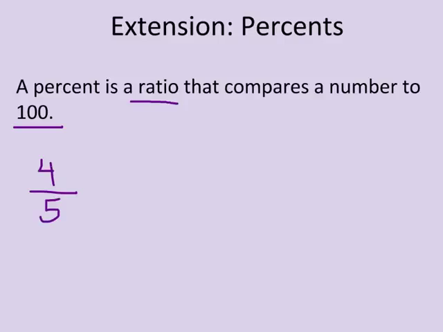I know 4/5, well, I could divide, but I can see that 5 can go into 10. I can make an equivalent fraction here. I know 5 times 2 is 10. 4 times 2 is 8. 4/5 is exactly the same as 8/10. And I know how to write 8/10: 0.8.